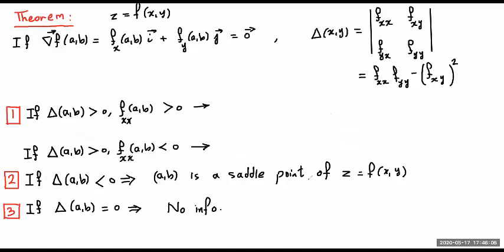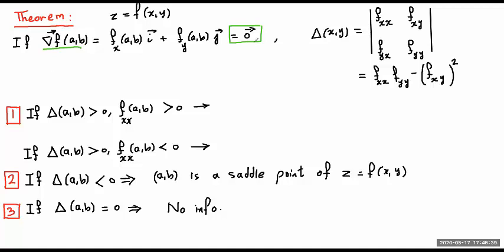The next exercise or theorem, let's take a theorem. Let's suppose that we have a function z equals f(x, y), and let's suppose that this function is differentiable at the point (a, b) in the domain, and the gradient of the function at (a, b) is given by partial f_x i plus f_y j. And let's suppose that this is equal to 0.